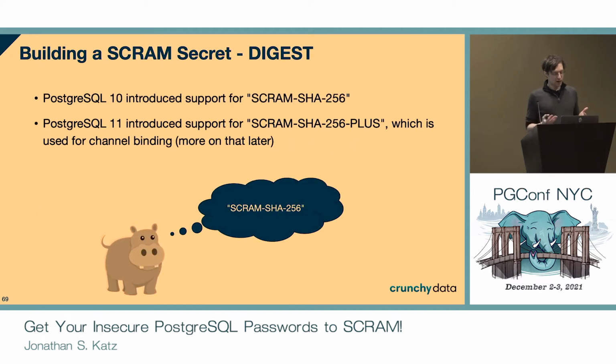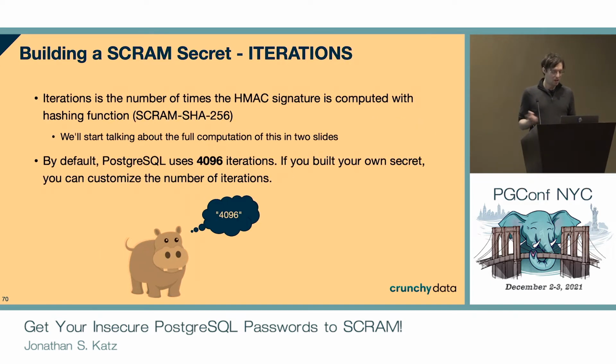So the first part of this verifier is the digest, which in Postgres right now we only support one method, SCRAM SHA-256. This allows us to support more methods in the future, SCRAM SHA-384 or SCRAM SHA-512. Right now it's just 256. We added support for something called SCRAM SHA-256 Plus in Postgres 11. This is for channel binding. We'll talk about it a little bit later. But for now, it's the same thing every single time. Next is the number of iterations.